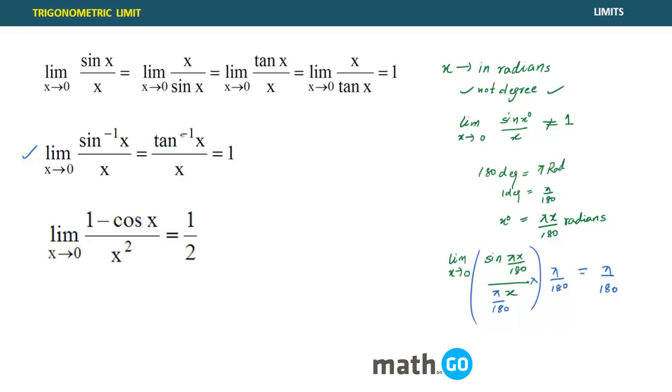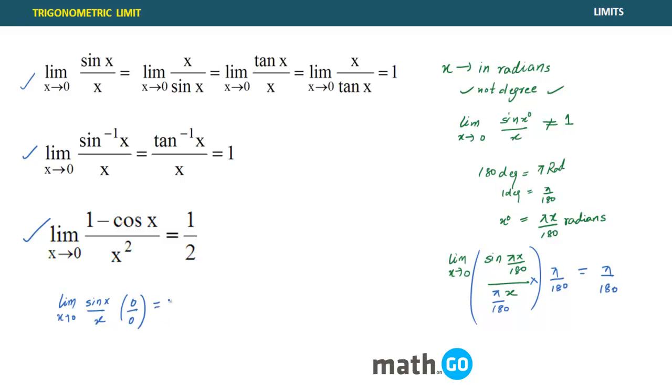Similarly, the formulas of inverse are also there. sin inverse x by x and tan inverse x by x is equal to 1. This is a special formula that I would love you people to remember, that limit of (1 minus cos x) by x square is equal to 1 by 2. Now let me prove all of them by using, let's say, the L'H rule, right? And also then we'll generalize the definition. So this is 0 by 0 form.